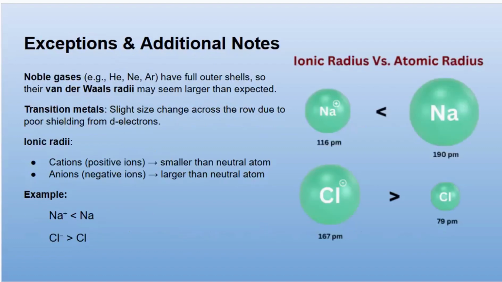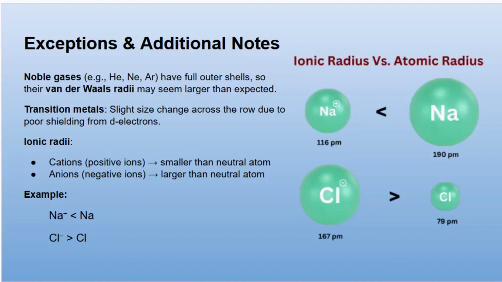Of course, chemistry always has a few exceptions. Number one, noble gases. These guys like helium, neon, and argon don't bond easily. Their atomic sizes are often based on van der Waals radii, which makes them look larger than expected. Number two are transition metals. These elements have electrons filling the d orbitals, which don't do a great job at shielding. As a result, their size stays fairly constant across the row, not shrinking as much.